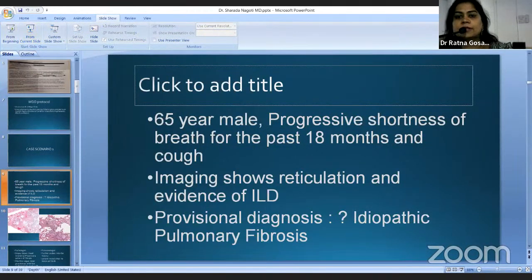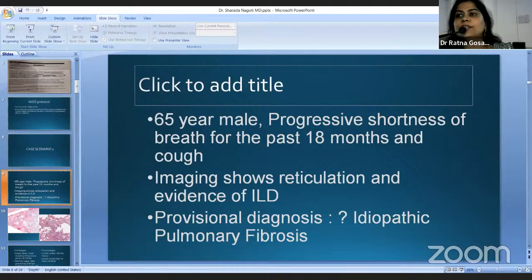So case scenario 1, this is a 65-year-old male presented with progressive shortness of breath for the past 1.5 years along with cough. The imaging showed reticulation and evidence of interstitial lung disease. The provisional diagnosis was idiopathic pulmonary fibrosis. So this is how the biopsy looked like.